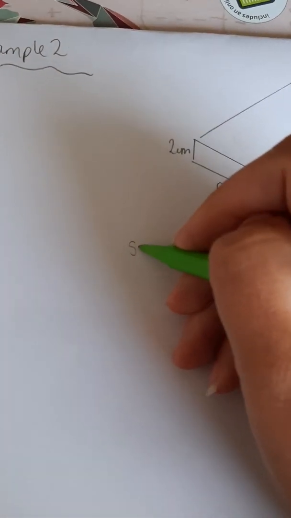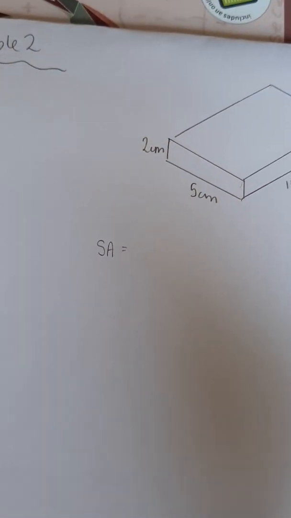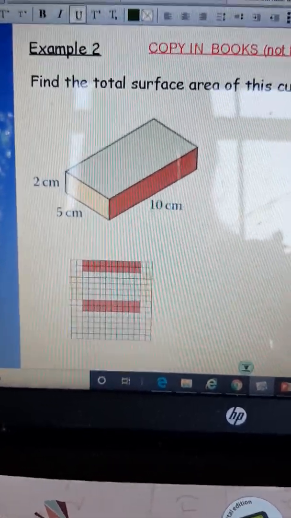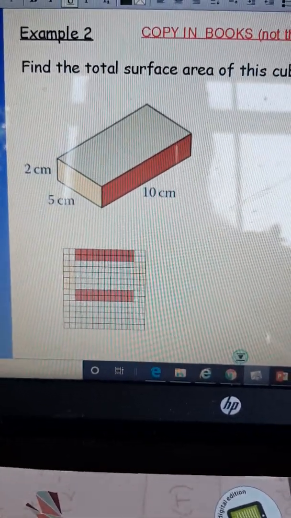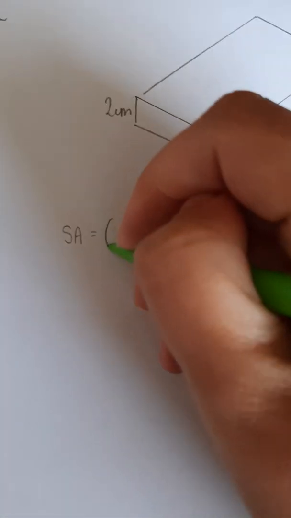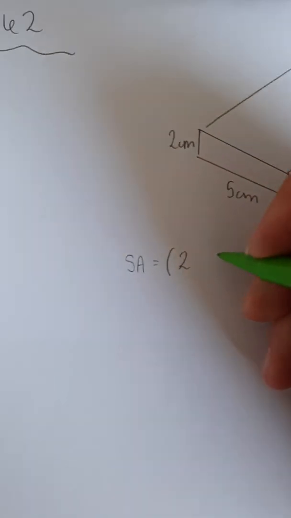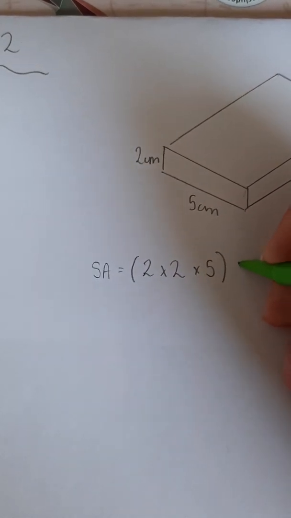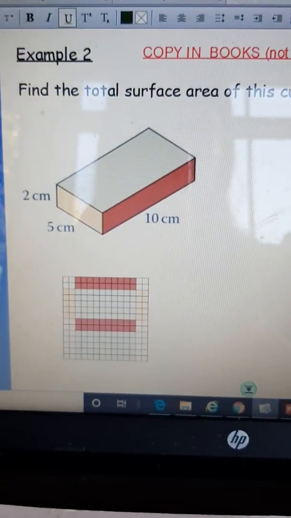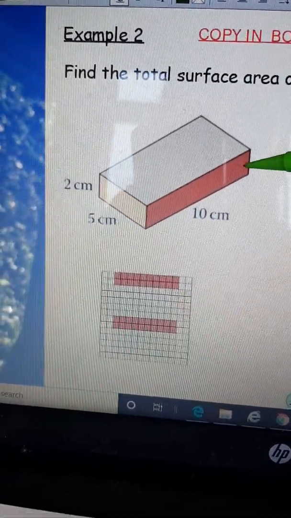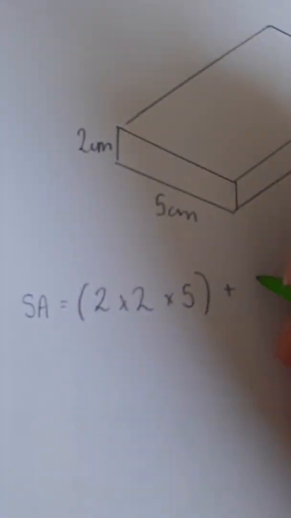Your total surface area is going to be 2 of the yellow face, 2 of the red face, and 2 of the green face. Now, 2 of the yellow face would be 2 times 2 times 5. So that's what we're going to write down. I'm going to put them in brackets just so you can see that they're separate. So 2 times 2 times 5. Then we would add 2 of the red face. That would be 2 times 10 times 2.